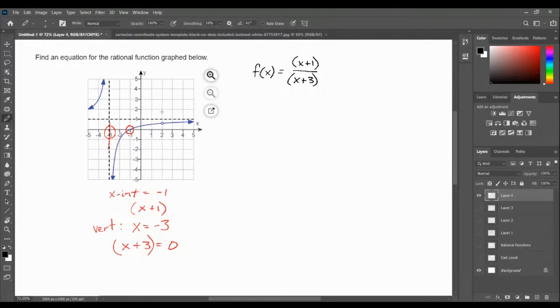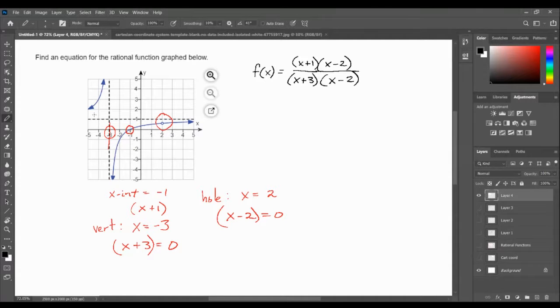Now the other thing I've got here is the hole in the graph, right here. And if there's a hole in the graph, then that means I have a factor that is the same in the numerator and the denominator that matches that point at x equals 2. So subtract 2 from both sides, and that gives me the factor that I have to put in both the numerator and the denominator to make that hole.